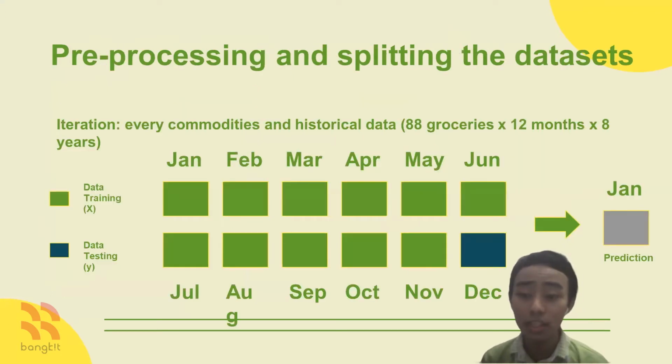The next step is pre-processing and splitting the data sets. From January until November is the training data, the December one is the testing data, and January of the next year is the prediction value. And these steps loop until the iteration ends. And the iteration covers every commodity and historical data, which is 88 groceries times 12 months times 8 years.